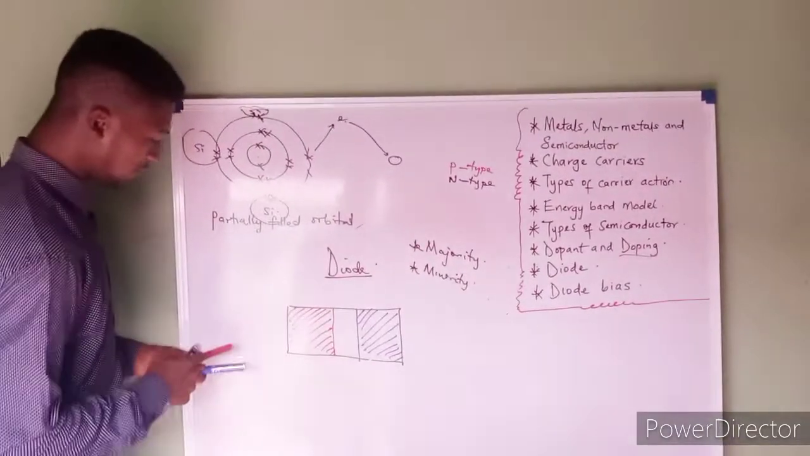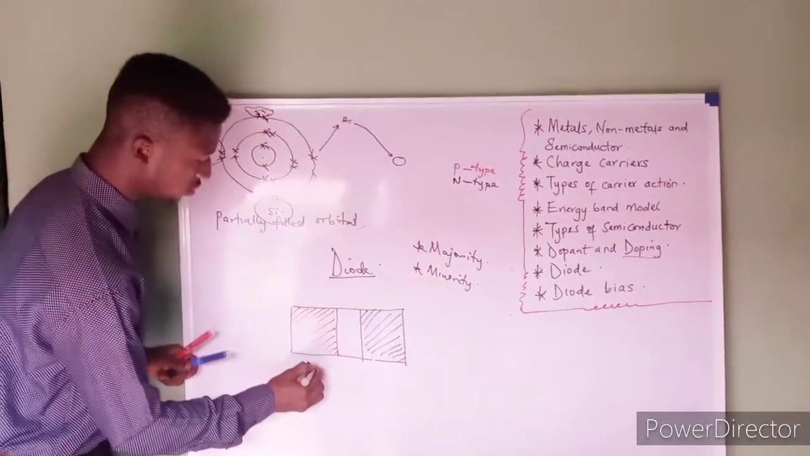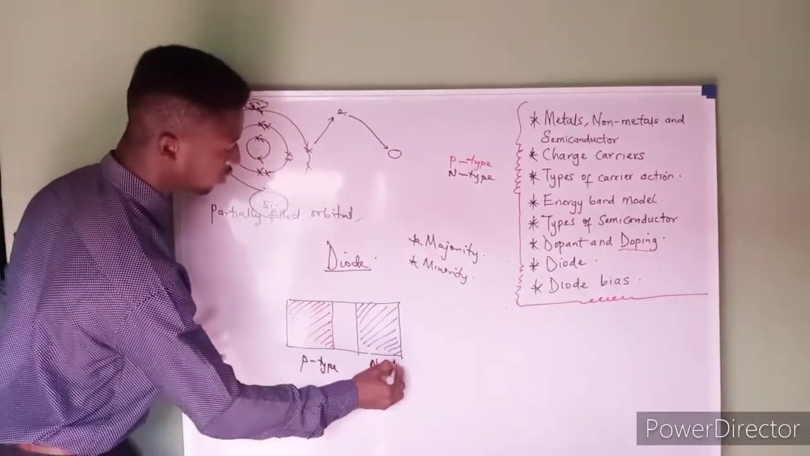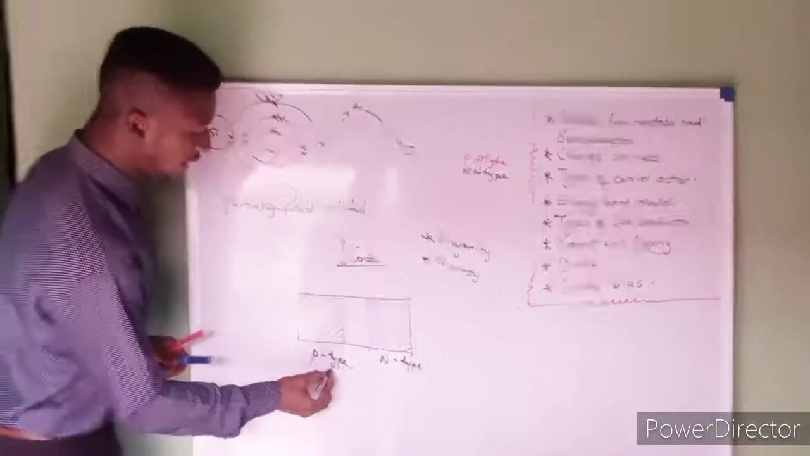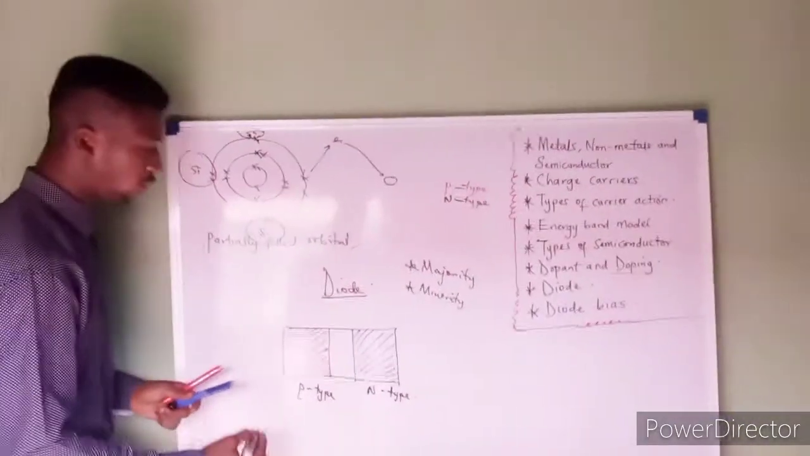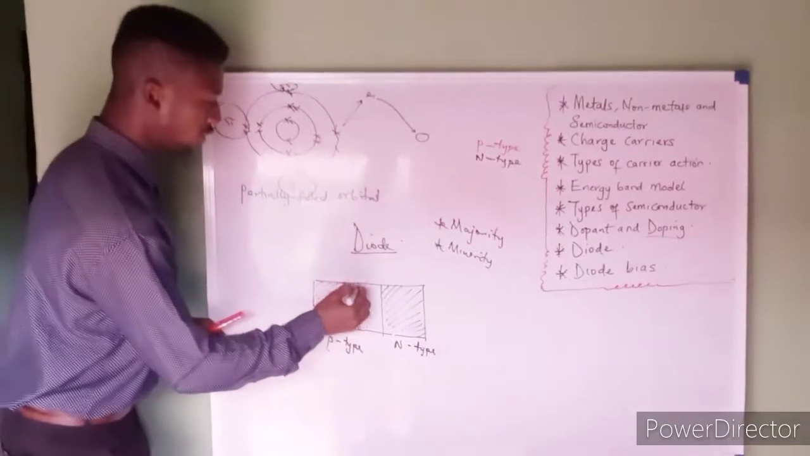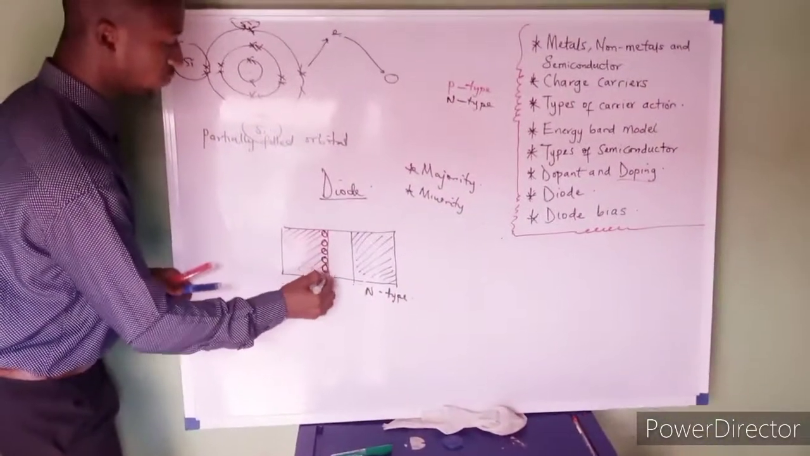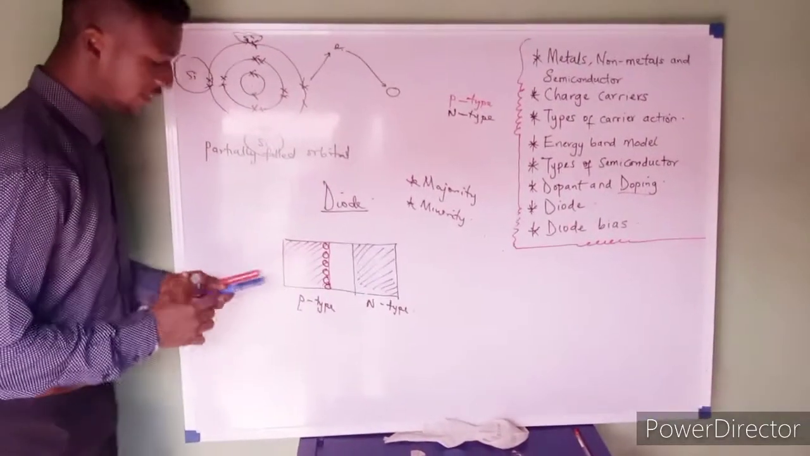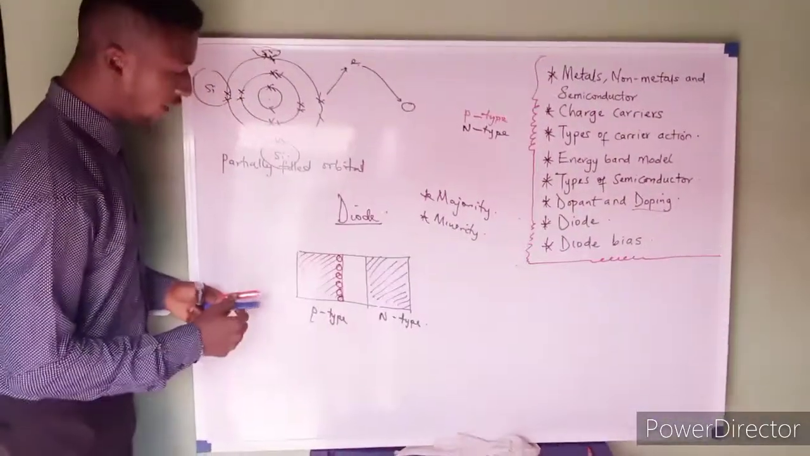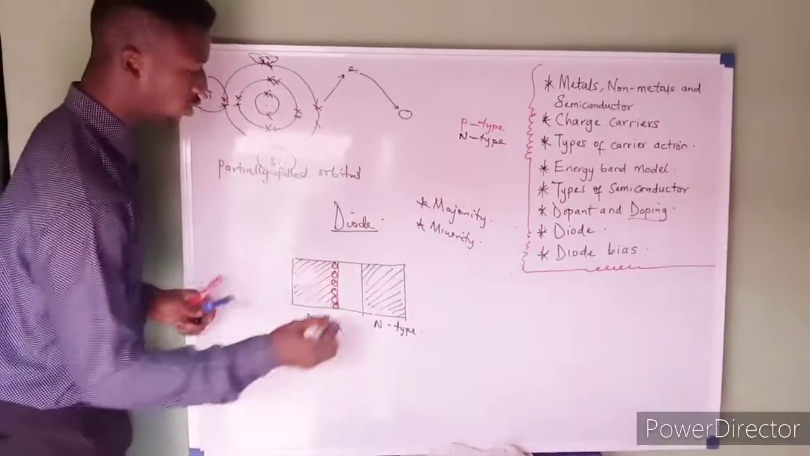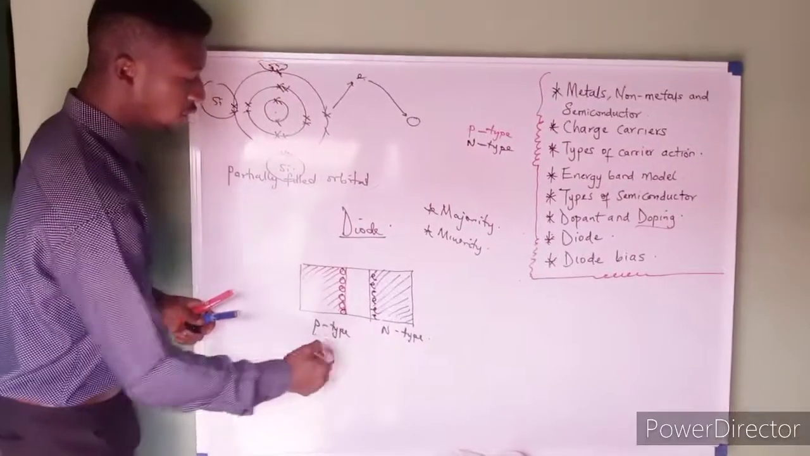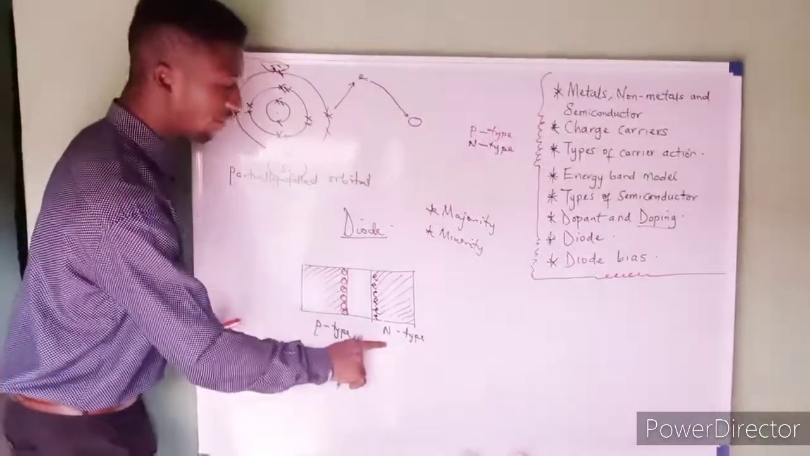And if this is a P-type semiconductor, and this one is N-type semiconductor. What do you have as P? Positive. We all know it is holes. So it means that I have holes here. And what do you have in N-type? What you have basically in N-type semiconductor is electrons. What makes it N is because you have excess electrons.